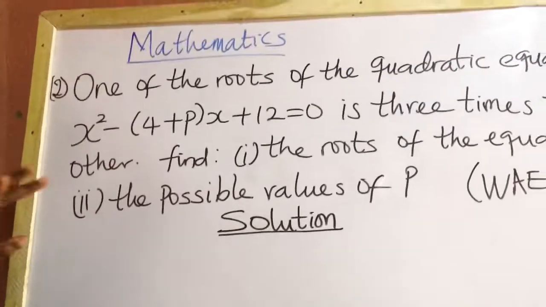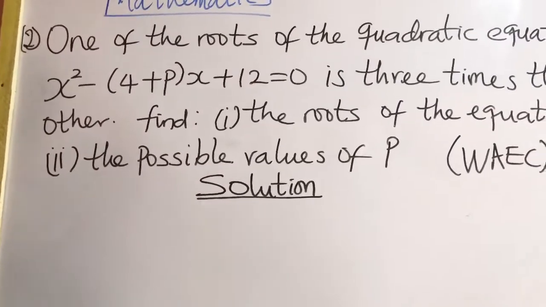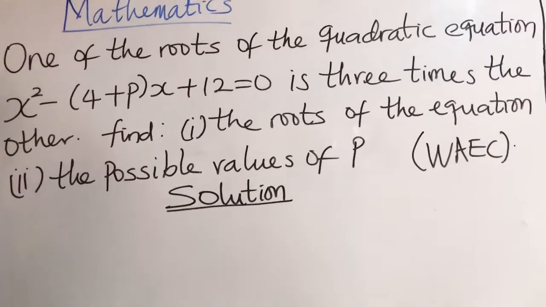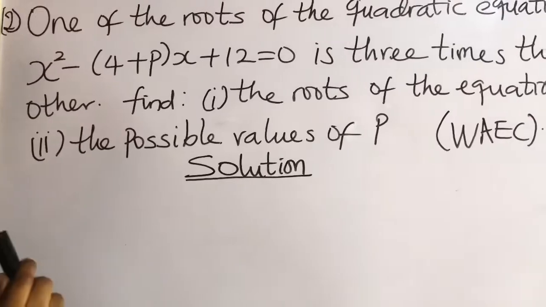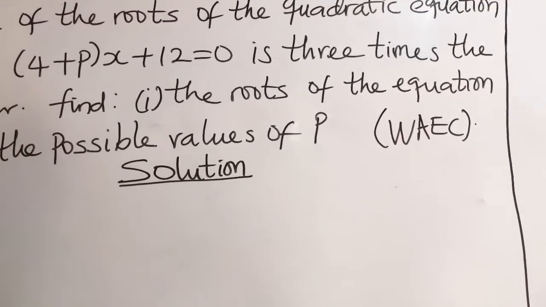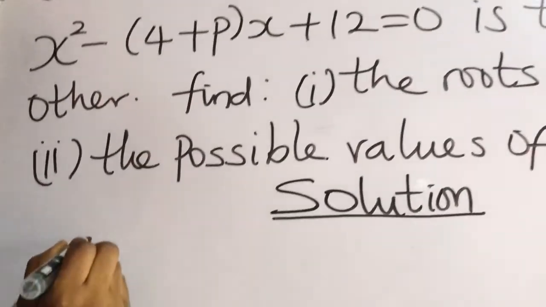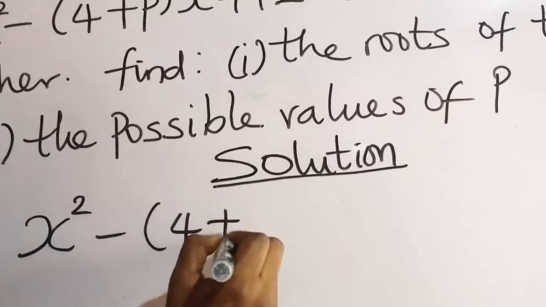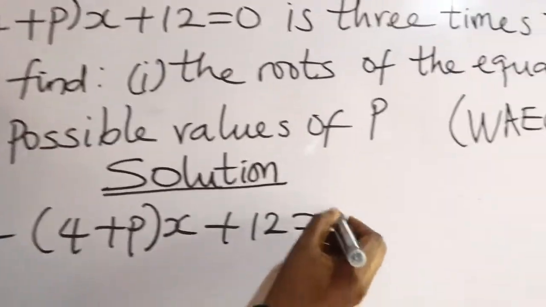Question 2. One of the roots of the quadratic equation x squared minus (4 plus p) x plus 12 is equal to 0 is 3 times the other. Find the possible values of p. Solution. So we need to compare the equation given to us, which is x squared minus (4 plus p) x plus 12 is equal to 0.